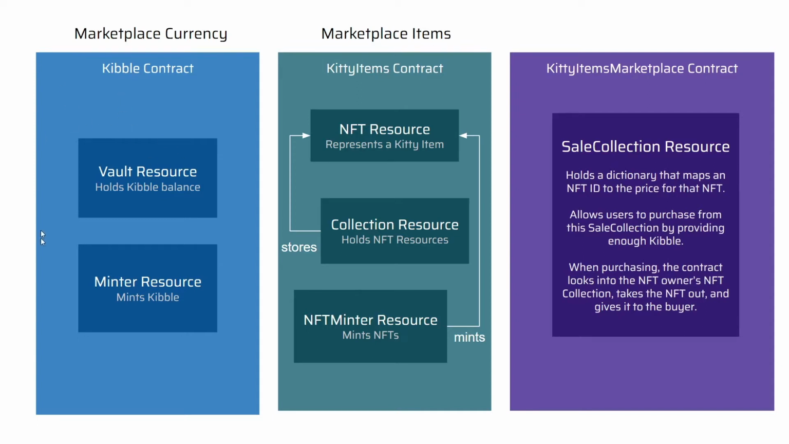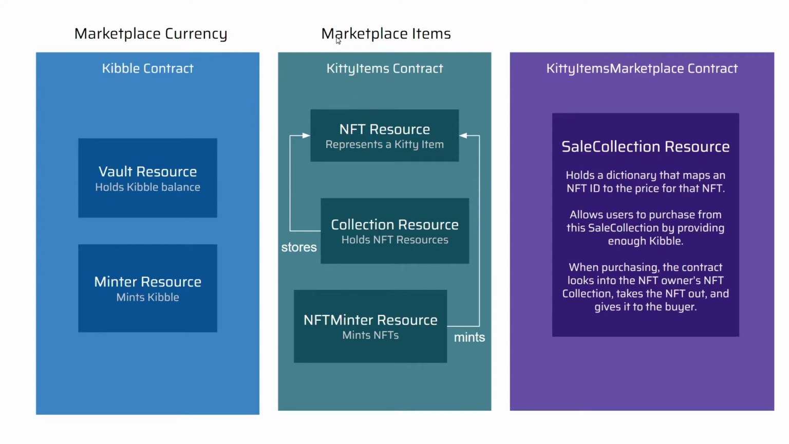So to kind of go over these a little more in depth, Kibble has 2 main things: a vault resource, which holds Kibble, and a minter resource, which mints Kibble. And we will go over exactly what these 2 mean. So you'll notice that there's no like Kibble resource or anything like that. Kibble is represented simply by a UFix64, so a number. And it's passed around in vaults, and we will go over this in a second.